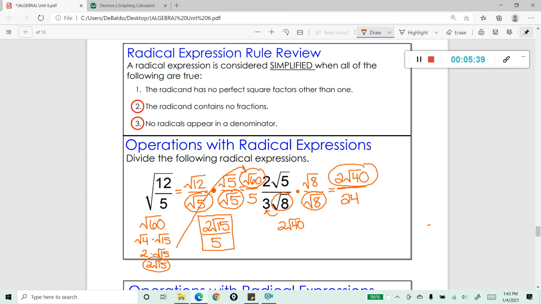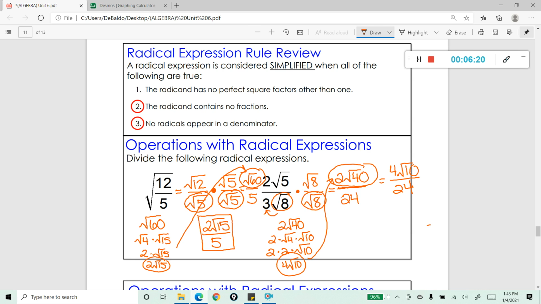So I can think about what my factors are here, and I want the factors of 40. I've got to think about that for a second. It looks like it might be 10 and 4, right? So 2 times 4 times 10. And I can simplify that down to 2 times 10, which of course simplifies to 4 root 10. So I'm going to take that piece, bring it up, and replace it. That's going to leave me with 4 root 10 divided by 24.